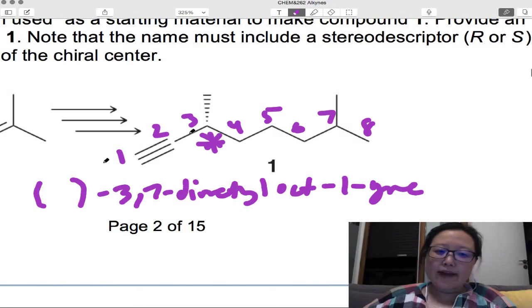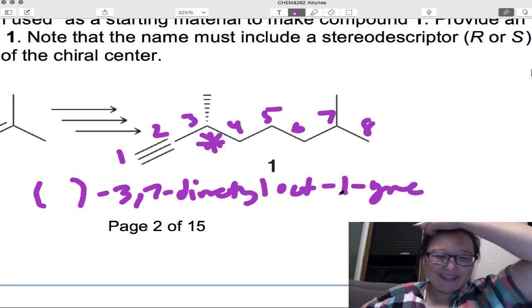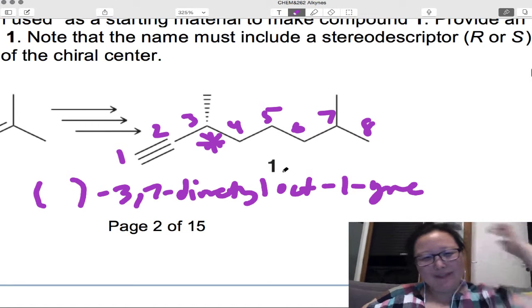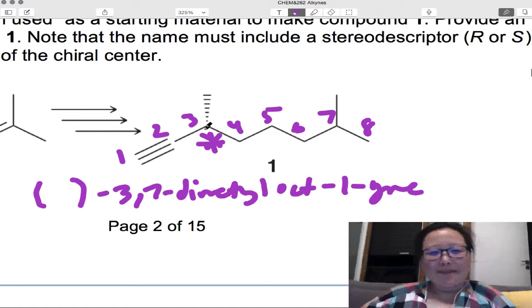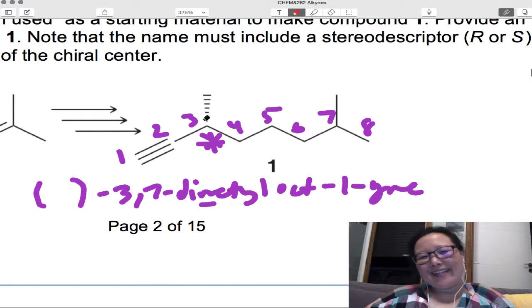Okay guys, so far I have an octyne, so it's oct-1-yne, or just octyne, or 1-octyne. The ones are sometimes dropped, so you can drop it if you want, but I like to include it just to be super clear. And then we have 3,7-dimethyl. All right, now for R and S review. It's been a while probably, so let's do that.